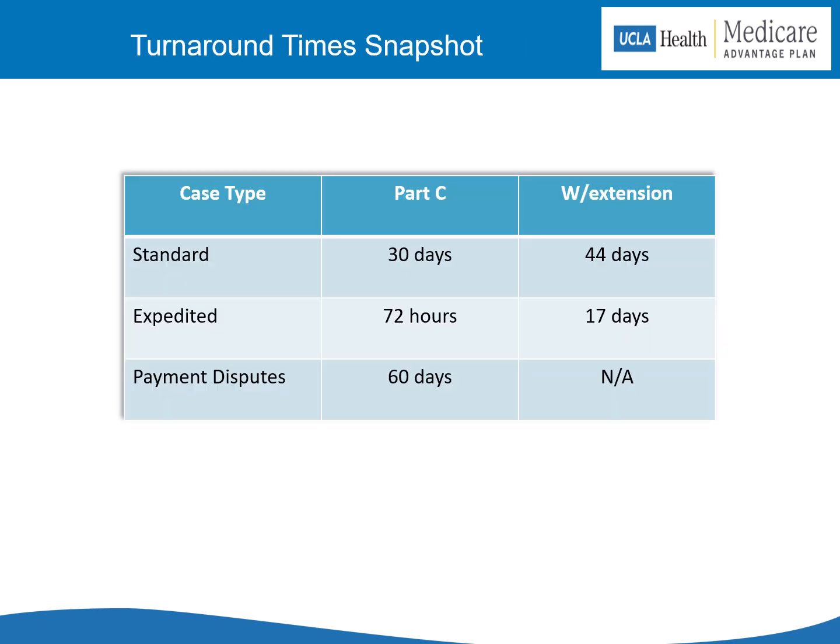We're looking at a snapshot of our turnaround times. So for standard cases for Part C, we have 30 days to complete that case. If we're granted an extension, we have a total of 44 days. For expedited cases, those are due in 72 hours. But if we do get an extension approval, that gives us 14 more days, turning that into a total turnaround time of 17 days. And for our payment disputes or payment claims, then we have 60 calendar days and there is no extension.